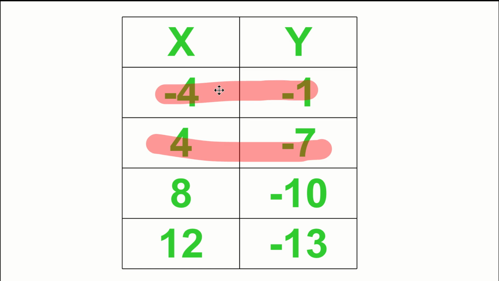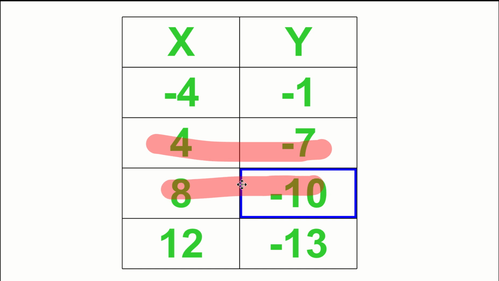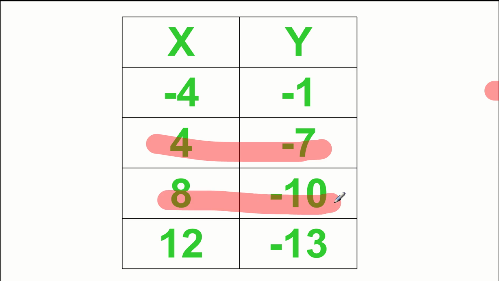X is negative. I can do it without a negative X. Let's just make it again. So I would use those 2 points. So if I'm using those 2 points, my Y values are going from -7 to -10. My X values are going from 4 to 8.